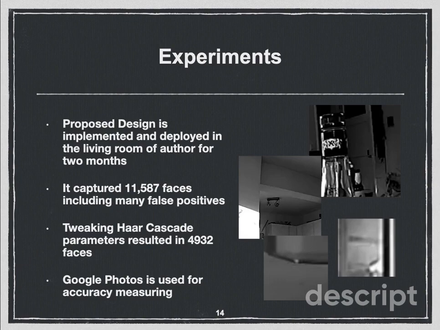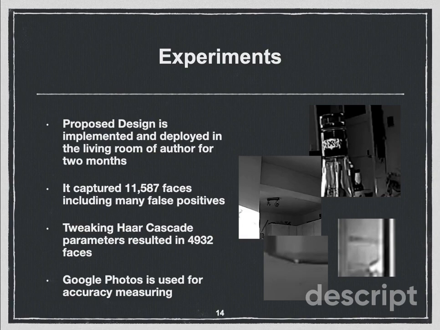Experiments. We implemented and deployed this design in the author's living room for 2 months. It captured 11,587 faces, including many false positives, such as the ones that you see on the slide. We fine-tuned the Haar cascade parameters to the camera position and environment. That resulted in 4,032 faces.